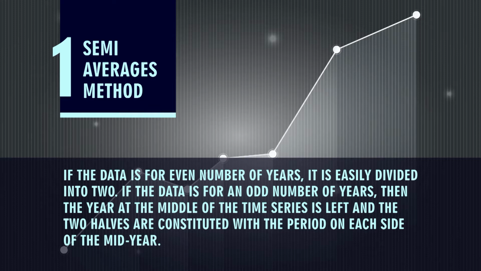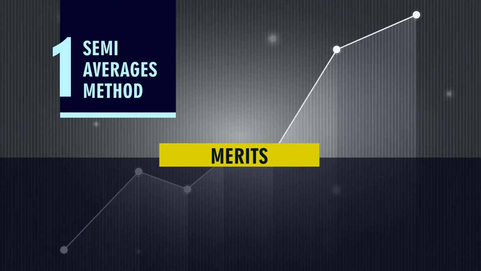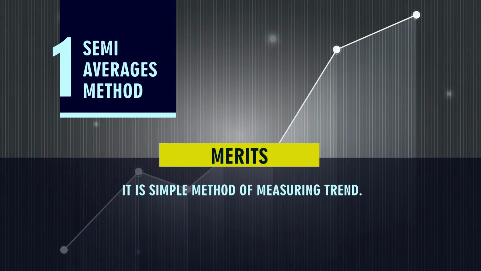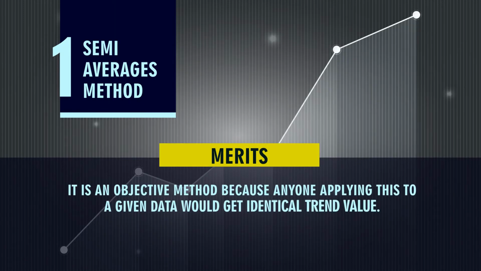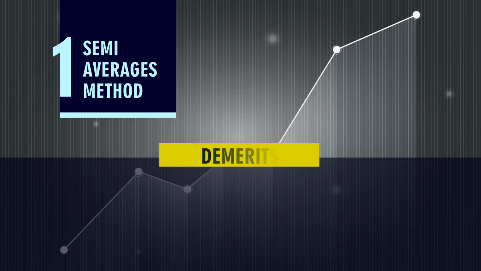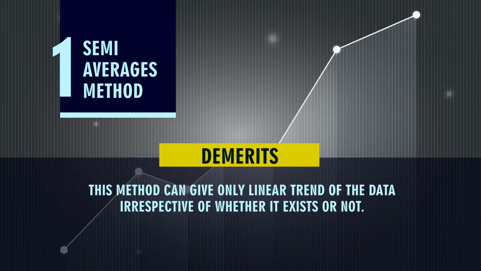So we will take one example which can differentiate how we are going to calculate the semi-average method. But there are certain merits and demerits, and if you go into the depth of the merits, you will find out it is a simple method of measuring trend. It is an objective method because anyone applying this to a given data would get identical trend value, and there are certain shortcomings, certain demerits, like this method can give only linear trend of the data irrespective of whether it exists or not.